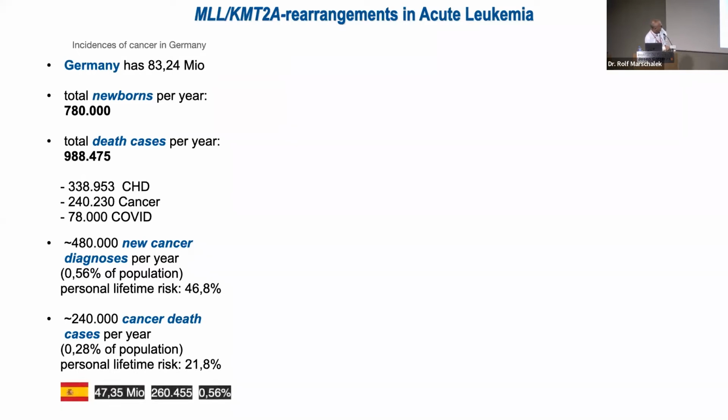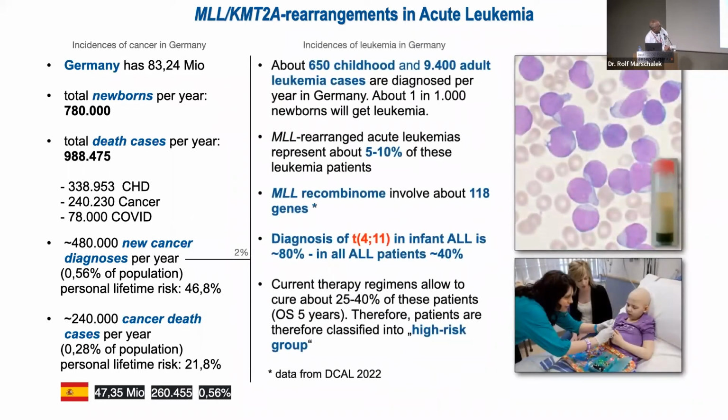And when you look at Spain, you have a little bit fewer people, but you have exactly the same number for your personal risk every year to get cancer. So in Europe, I think it's always the same. And only 2% of all these cancer diagnoses are leukemias. And we have roughly in Germany nearly 10,000 cases of leukemia, and 1 in 1,000 newborns get leukemia already after birth. And of all these leukemia cases, 1 to 10% are MLL rearranged. That's the topic of my talk today.